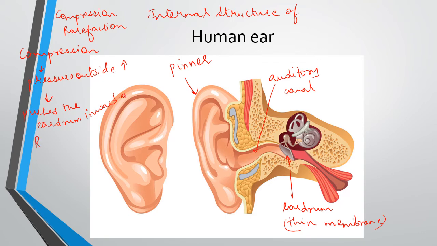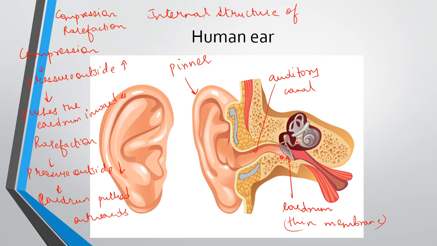Then when there is rarefaction, the opposite happens. The pressure outside decreases and the eardrum is pulled outwards.